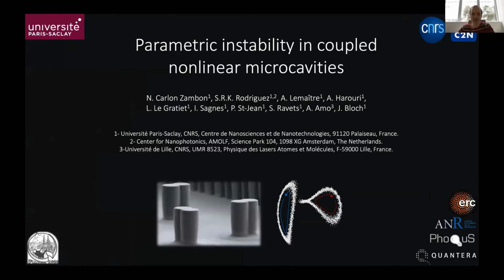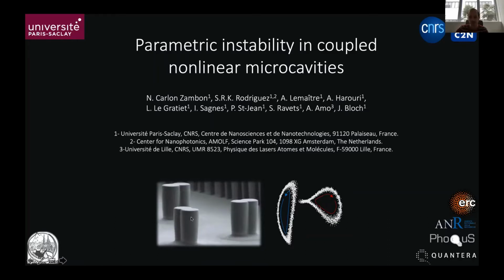And today, I would like to present you some recent experiments we have been working at in Jacqueline Bloch Group in collaboration with Said Rodriguez from the Amos Center in the Netherlands, and with Alberto Amo, who is now working in Lille laboratories. So the protagonists of this talk are going to be these coupled microcavities, whose nonlinear dynamics we are able to steer into a regime of parametric instability.